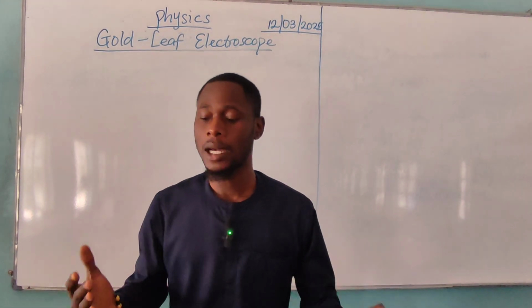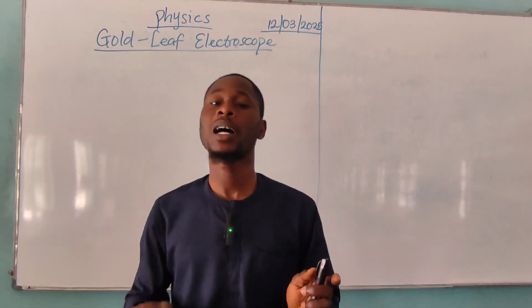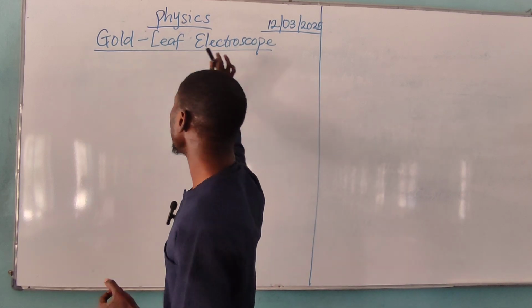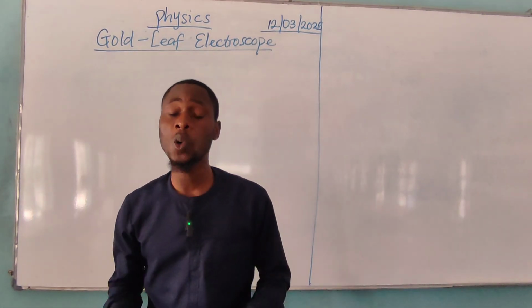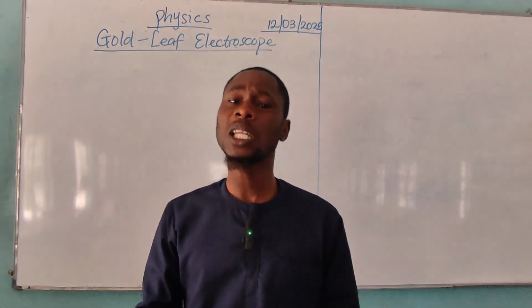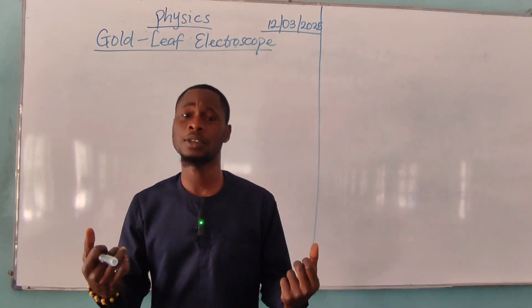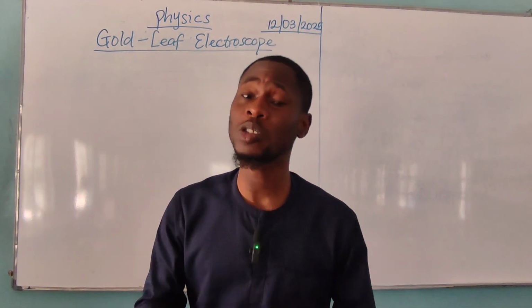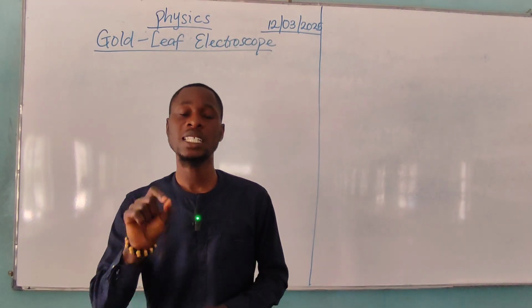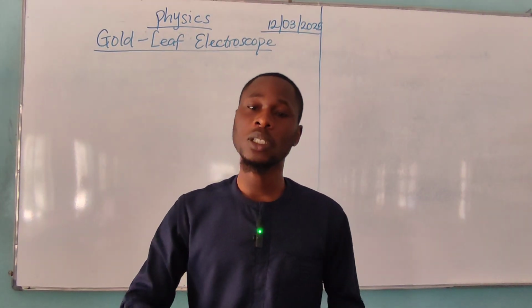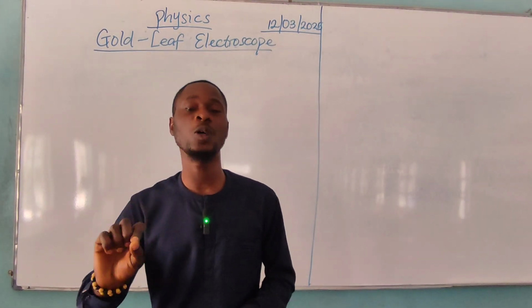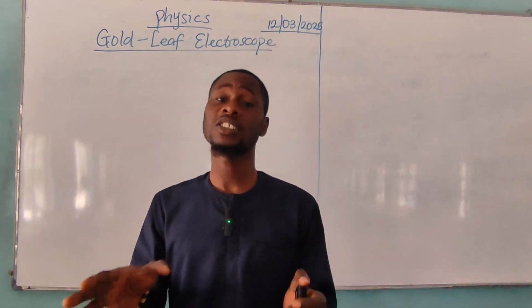All right. Now, the next most important thing we are looking into is what is known as the gold leaf electroscope. Now, what is the gold leaf electroscope? What is it used for? The gold leaf electroscope is a device that is used for testing and detecting the nature of small charges on bodies.